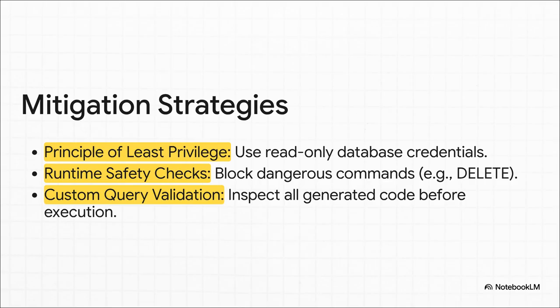First, the absolute basics, the principle of least privilege. Your AI agent should only have read-only access to your data, period. It should never, ever have the permission to change or delete anything. Second, you need safety checks that are actively looking for and blocking dangerous commands like drop or delete. And third, you have to validate the code the LLM generates before it ever gets a chance to run. You inspect it for any red flags, no exceptions.